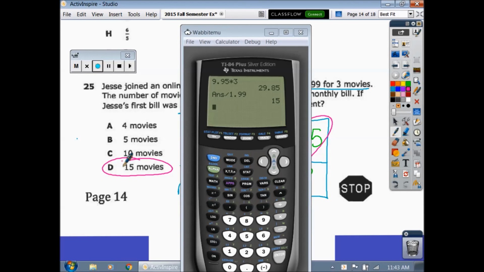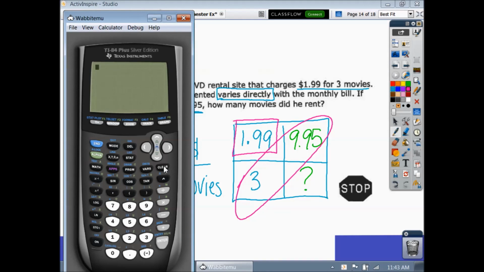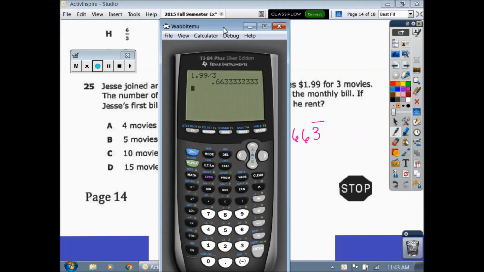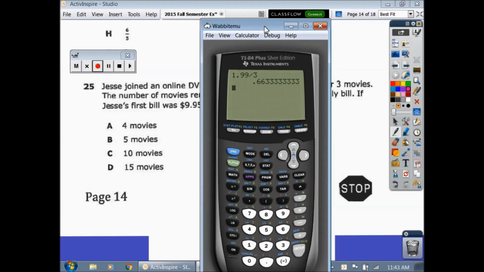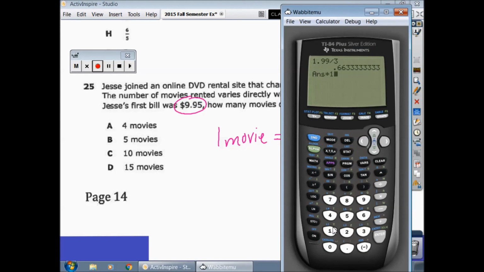There's another way you can do this. Since you know it's proportional, you could apply a little bit of what I like to call common sense. So let me clear this out here. It's $1.99 for 3 movies. So if you take $1.99 and divide it by 3, that means 1 movie equals 0.663 repeating. And then you could take this number and multiply it times each one of the answer choices and see which one gives you a total of $9.95. If I go directly to my answer, which is 15, and multiply that times 15, you'll get a total bill of $9.95. So that's another way of doing that as well. Hope this helped.